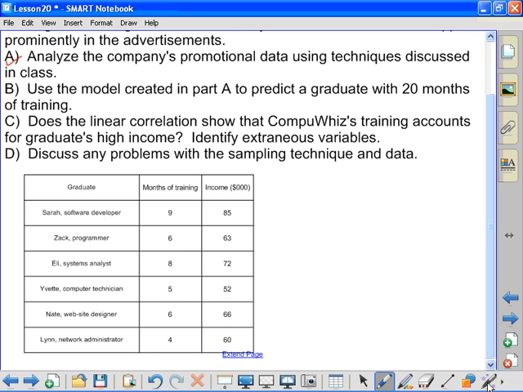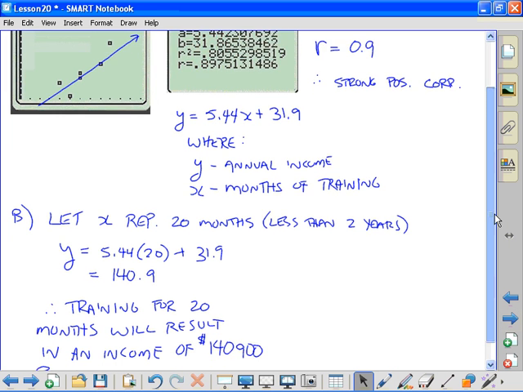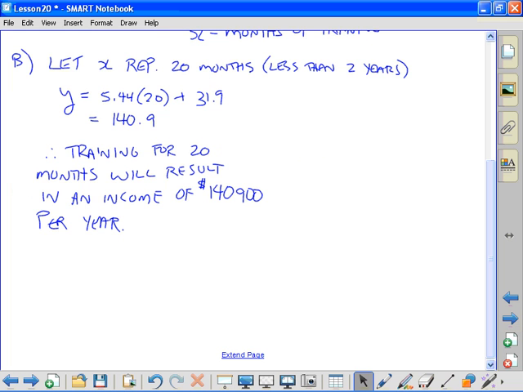And extraneous variables, that's like saying, what variables aren't being considered here? So what is the factor? Because I'm going to tell you right now, if you think you're going to go to one of those sites and come out making $140,000 after 20 months of training, it's not very likely. So what are some of the reasons? So extraneous variables. Okay, so other factors, to put it in layman's terms. What are some of the other factors that aren't taken into account here?